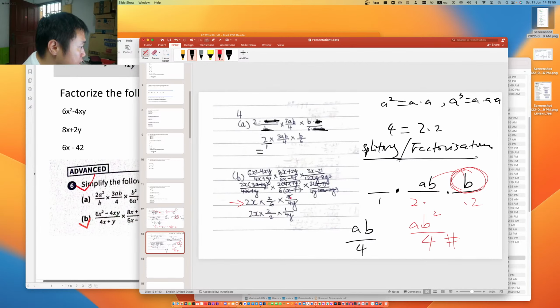I'm not happy with this. Just cancel the 3, then cancel. I don't do it this way. Do it like I teach you. So cross this out. Start from here. 2x you can see as 2x over 1.